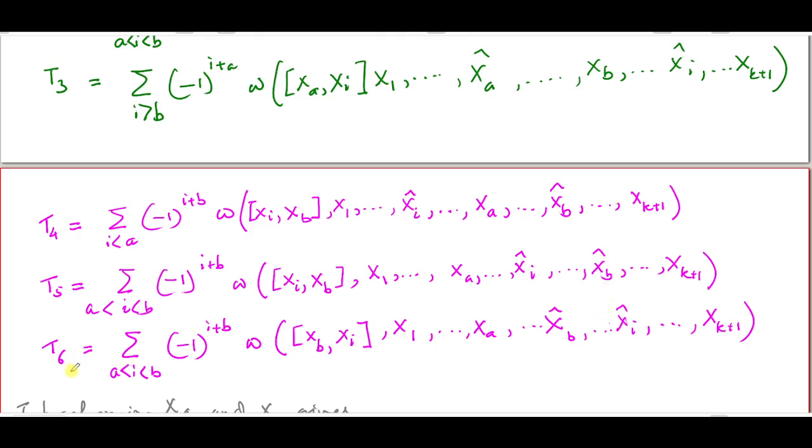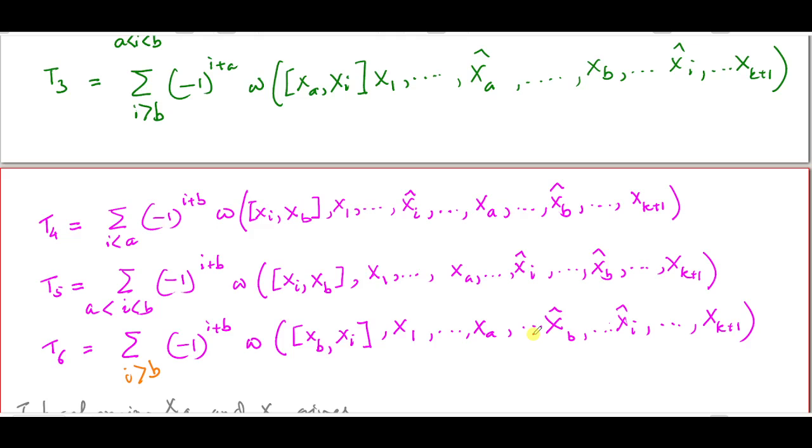Finally, T6, the last sum, is actually when i happens to be more than b. Sorry for the mistake there. And you have omega of [xb, xi]. Now because i is more than b, the Lie bracket here is [xb, xi], and you have xi hat sitting all the way out there, beyond xb hat.